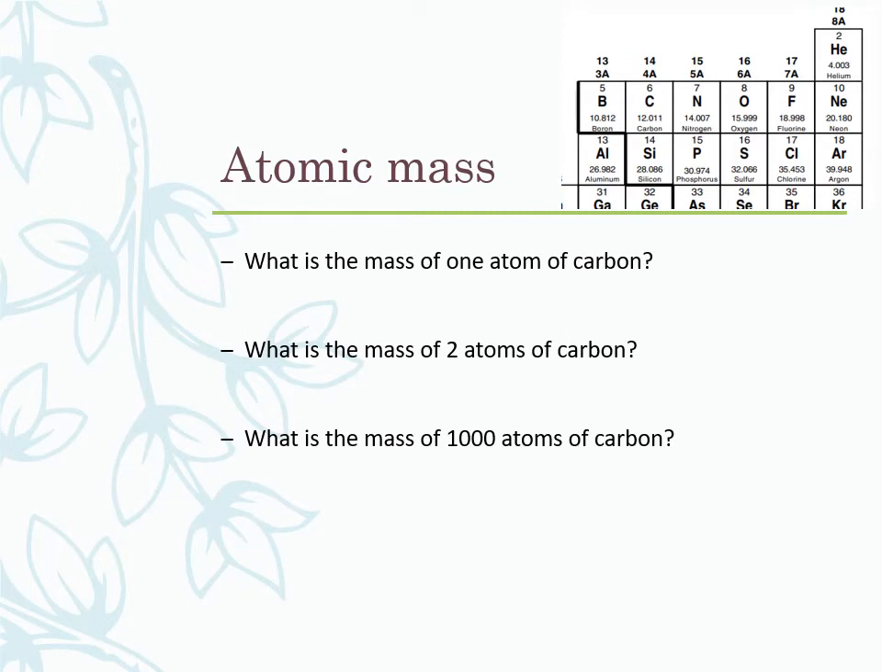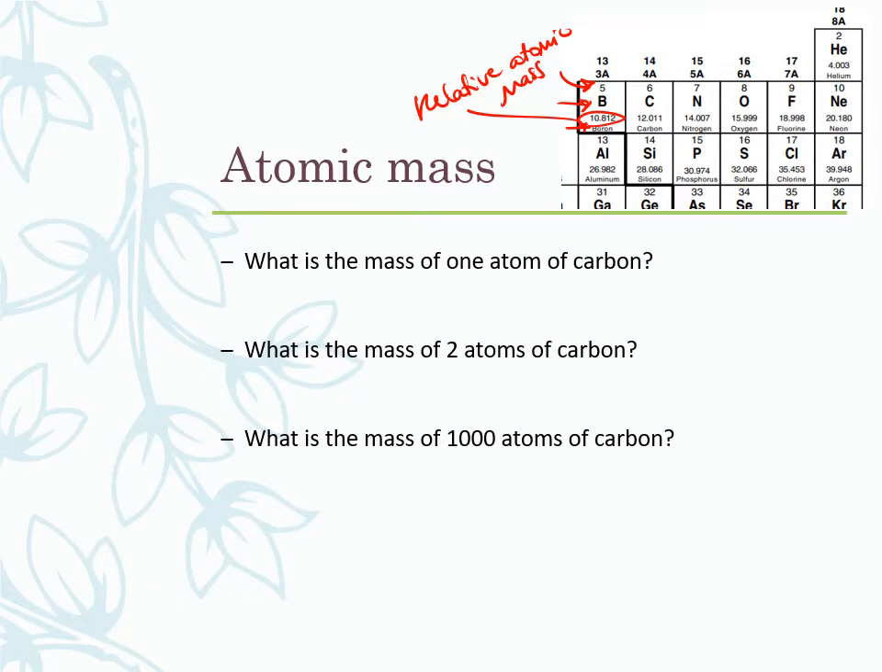All right, so let's review atomic mass really quickly. Remember that on your periodic table you have lots of information. You have the atomic number. This is the number of protons in each atom of an element. You've got your element symbol and element name, and then you also have this relative atomic mass. Relative atomic mass is given to you on the periodic table.